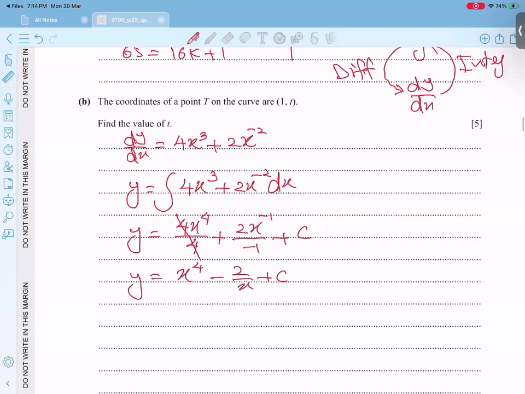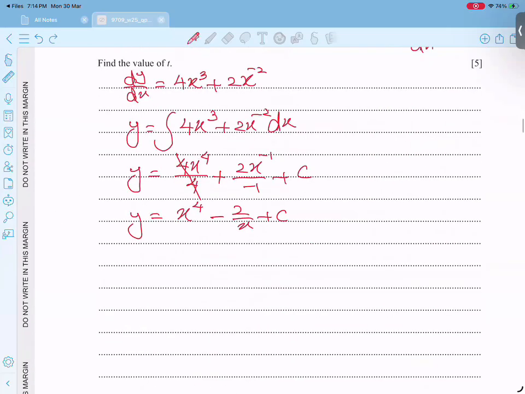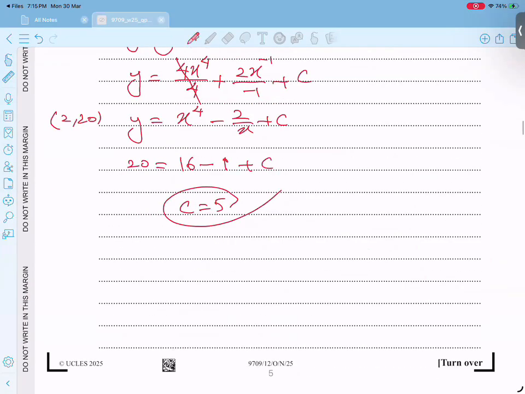First of all, this point 2 and 20. I'm going to put 2 comma 20 here: 20 replaces y and 2 replaces x. 2 to the power 4 is 16, and 2 here gives 1. And this 15 goes there, so the c value becomes 5. This value of c I'm going to plug back into the equation. So the equation turns out to be y equals x to the power 4 minus 2 over x plus 5.